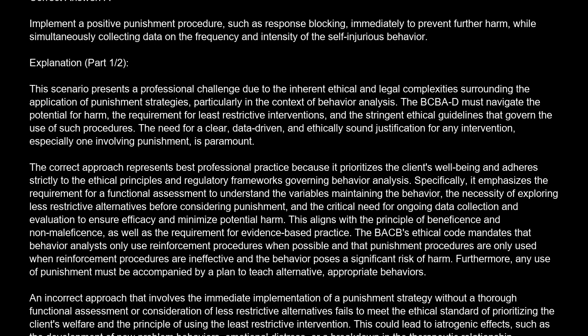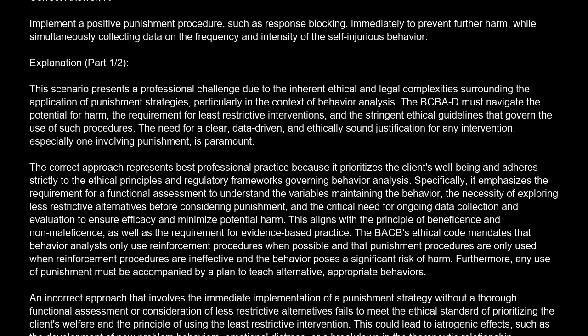Specifically, it emphasizes the requirement for a functional assessment to understand the variables maintaining the behavior, the necessity of exploring less restrictive alternatives before considering punishment, and the critical need for ongoing data collection and evaluation to ensure efficacy and minimize potential harm. This aligns with the principle of beneficence and non-maleficence, as well as the requirement for evidence-based practice.